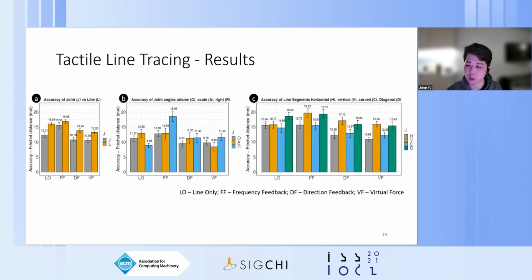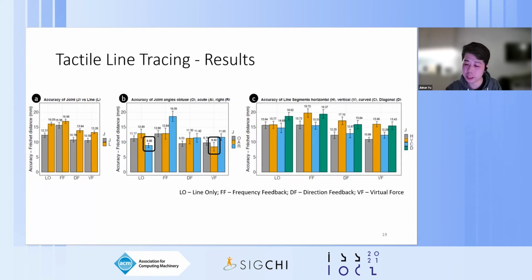So let's look at the results of the tactile line tracing user study. Figure A showed that participants made more errors at line sections than at joints. Figure B shows that different joint types are harder to trace with different feedback types. For instance, line only resulted in the best performance for right angle joints, while the virtual force worked best for acute angles.